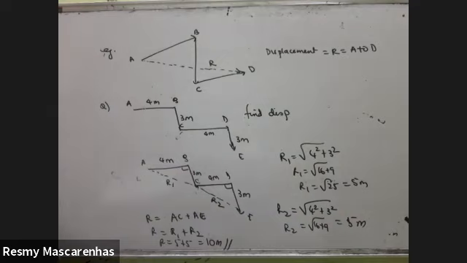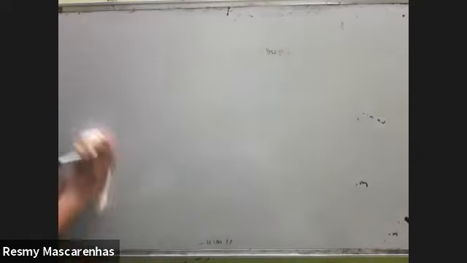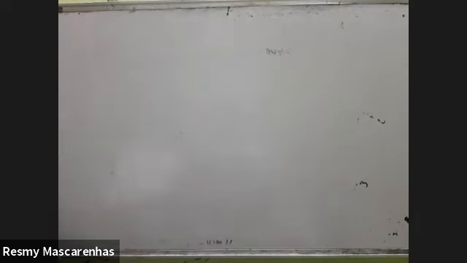Any doubts in calculating the resultant when an angle is 90 degrees? You can ask. Now let us see in vectors whether addition is commutative. Before that, one more problem we will take.